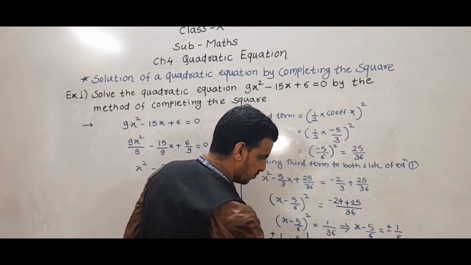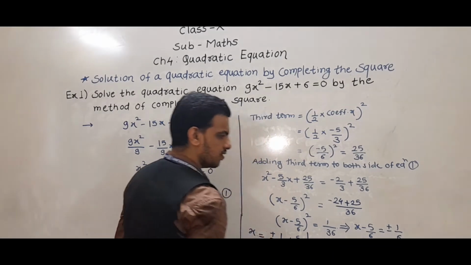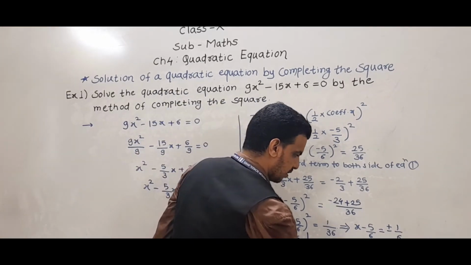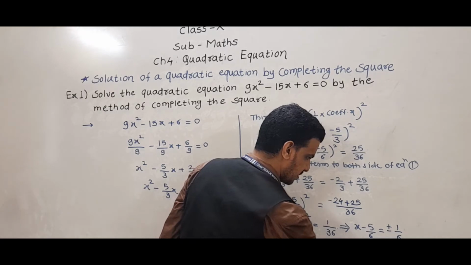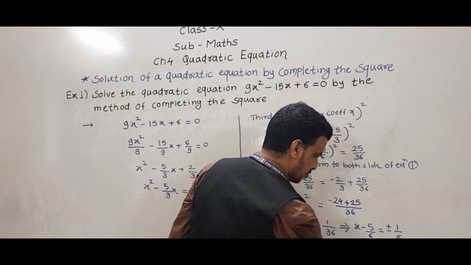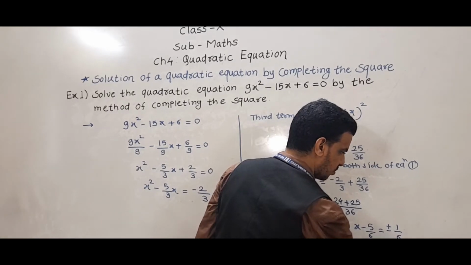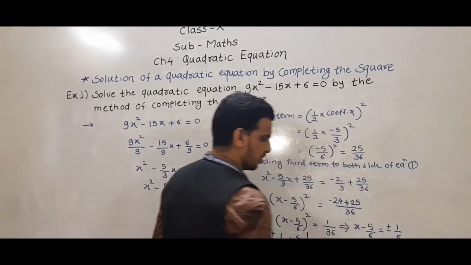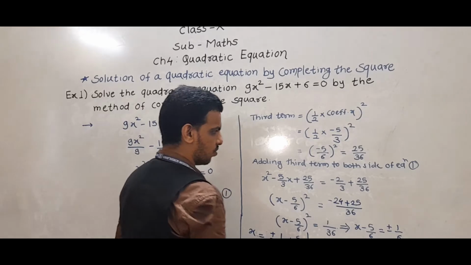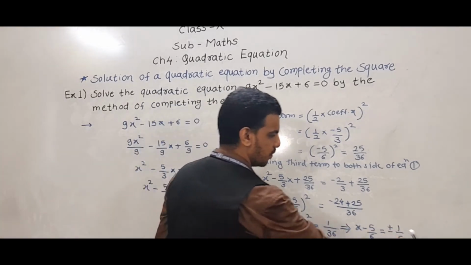So x is equal to 1. Or if we take minus 1 by 6, so x is equal to minus 1 by 6 plus 5 by 6. So 5 minus 1, 4, that is 4 by 6 or 2 by 3. So the roots of this quadratic equation are 1 or 2 by 3.